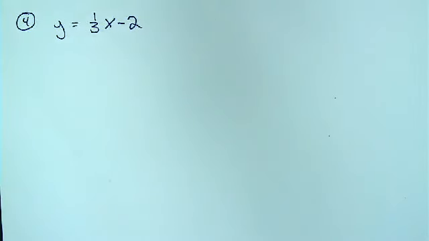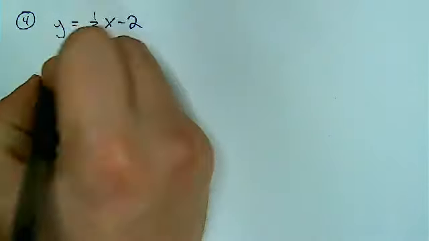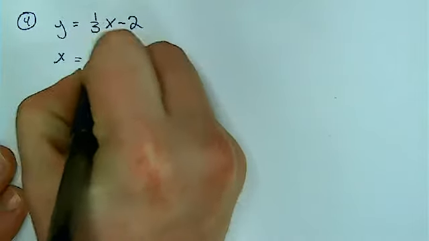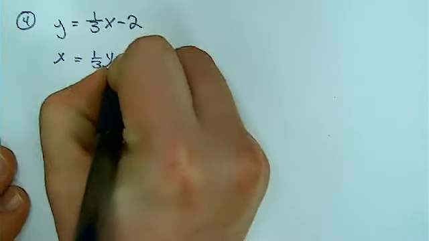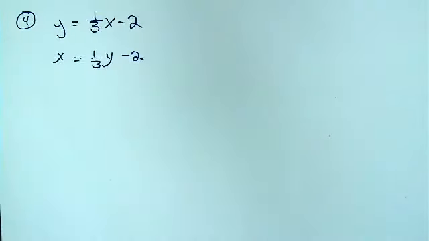So what we've talked about, what do I do to go about writing the inverse of that? Put it down: x equals 1/3 y. Okay, so x is equal to 1/3 y minus 2. This is number 4 on the back of the worksheet.